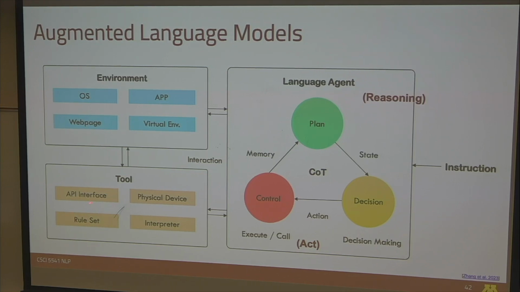So the tools can be like an API interface. It could be just a simple call to the Google search engine. It could be a call to the weather API, whatever. Or it could just be a predefined rule set. You may want to invoke some sort of a rule. Or it could be an interpreter, like a Python interpreter. Or it could be a logical symbolic interpreter. And if you're working with robots, the tools can also be the physical device that you can call upon, like a robotic arm or something like that.